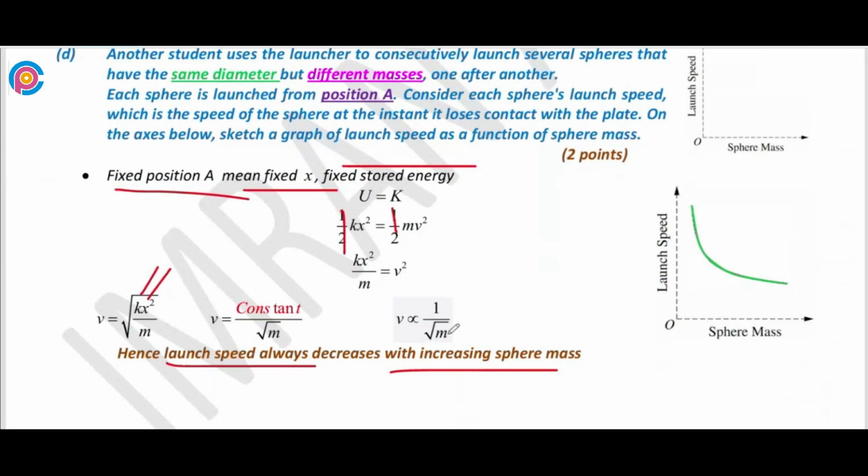Because it is an inverse square root relationship, it does not decrease linearly, but it is a concave-shaped decrease of the launch speed. Initially, when the launch mass is less, the launch speed is high. As the mass increases, the launch speed decreases. So that's the result of this conclusion. So this is the answer.